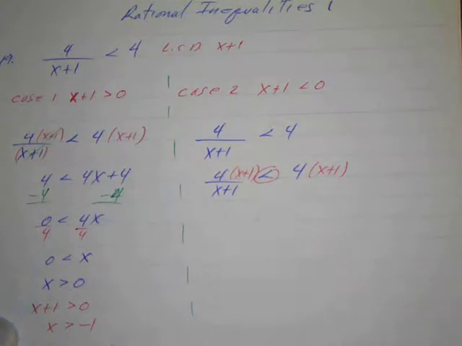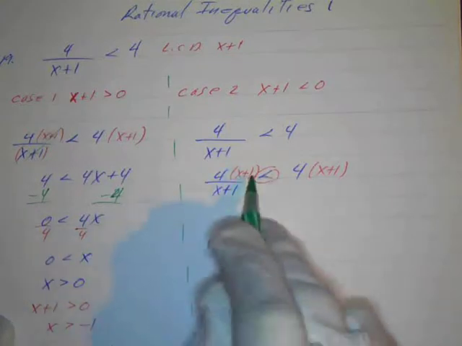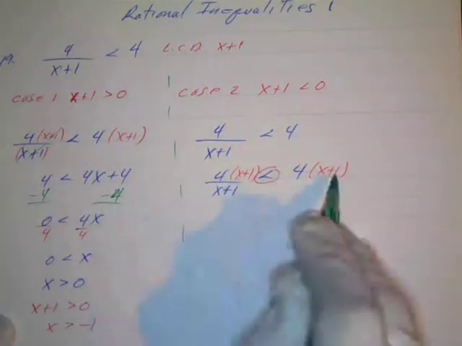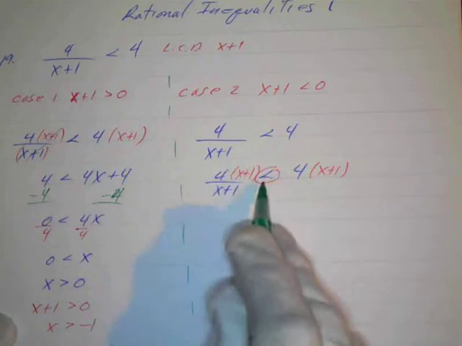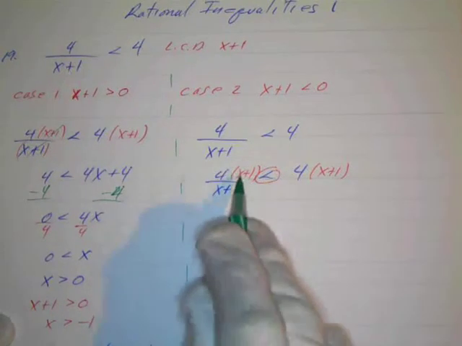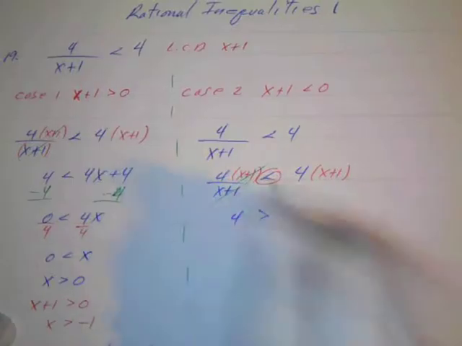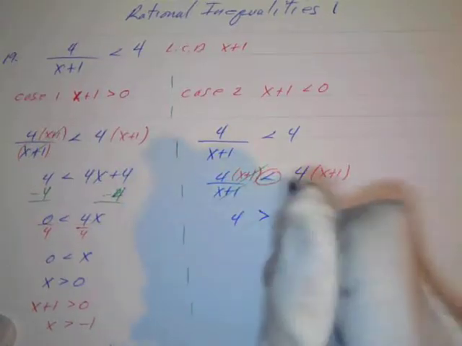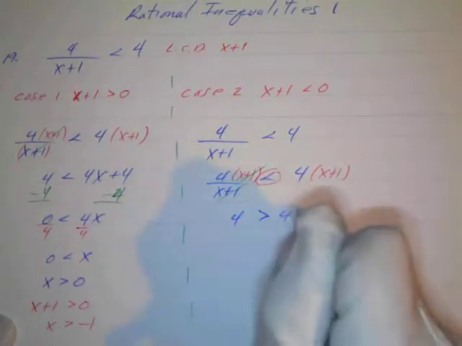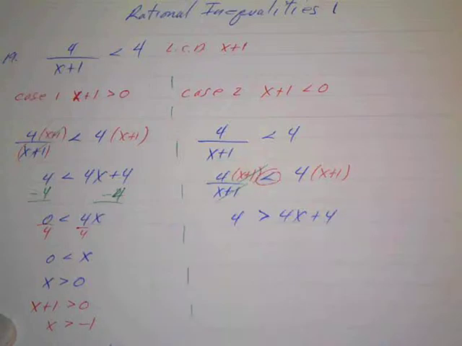So now I can simplify this. So remember, I'm multiplying both sides by a negative value. x plus 1 is negative. So I have to reverse the direction of the inequality. So as soon as I do that, I circle this. 1 over x plus 1 times x plus 1 is 1. So now I've got 4. But now I've got greater than, because I multiplied by a negative value. And I can distribute that. That's going to be 4x plus 4. And I can subtract 4 from both sides.